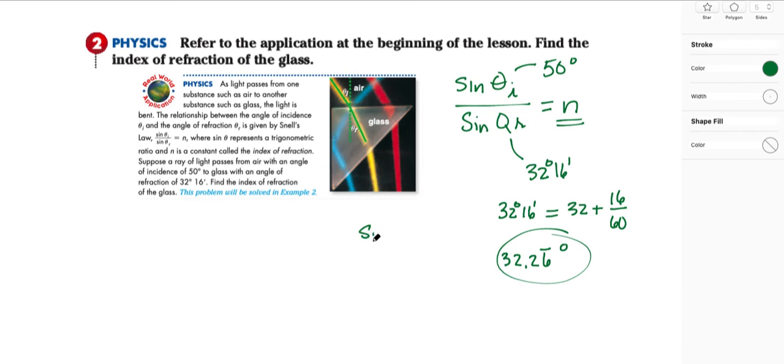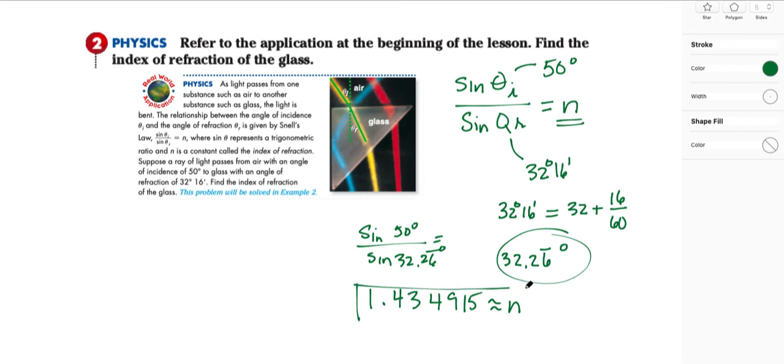And so for us, we're going to now just use our calculator, take the sine of 50 degrees, divide that by the sine of 32.26 degrees, and 26 repeating degrees, and we'll get the index of refraction. I want you to make sure that your calculator is not in radians though, because that's a different degree measure. So make sure your calculator is in degrees, especially if you're doing this with me, and then you will divide both of these values and we'll find out that the index of refraction is approximately 1.434915, something like that. And that's going to be our answer. All right.